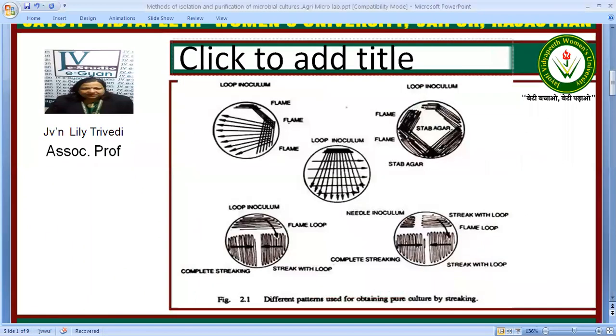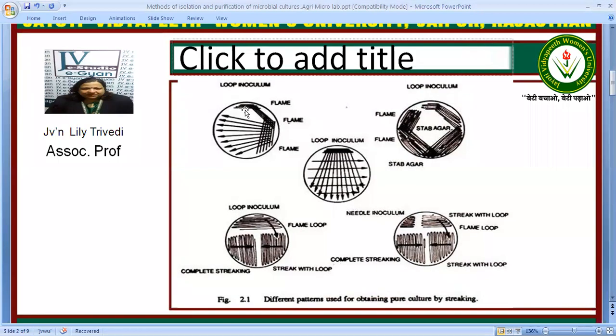The session today is methods of isolation and purification of microbial cultures. Now we have different methods of purification and isolation of microbial cultures. They include streaking, spread plate method, pour plate method, stabbing, etc. Now we will discuss one by one. So the first we take is by streaking.